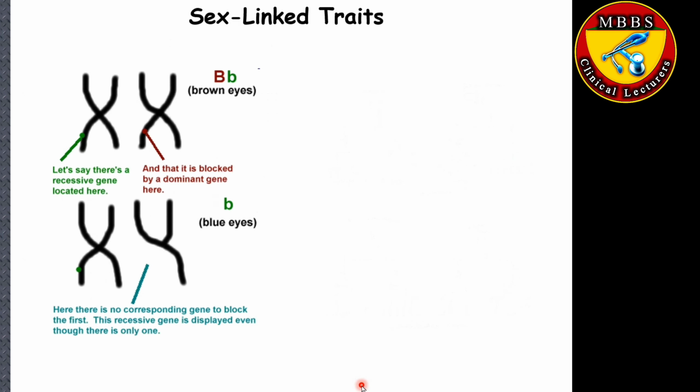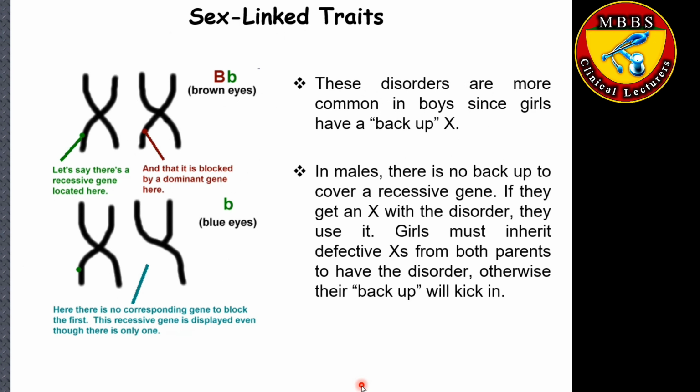Please remember. So again, to make it clearer, for example, this is a female having both X chromosomes, and B is the dominant and small b is the recessive, and is having brown eyes. Heterozygous, but the dominant is expressing. Let's say there's a recessive gene located here on this X chromosome, and that it is blocked. So this is the dominant. So this dominant will block the recessive and the phenotype will be brown eyes.